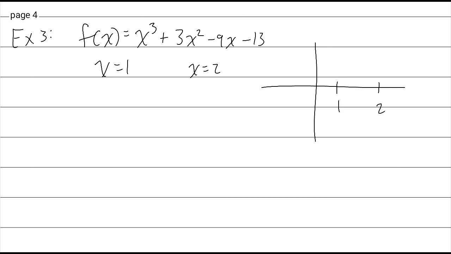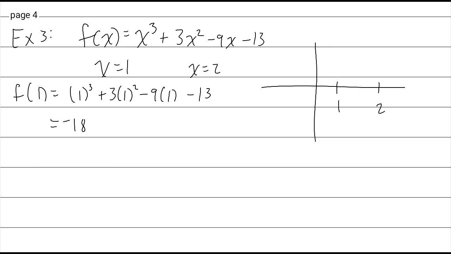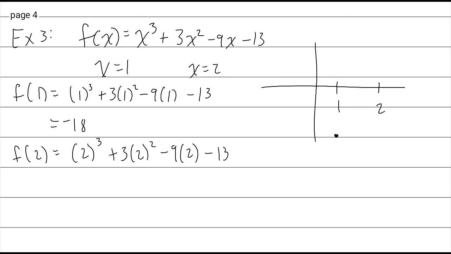So let's plug in f of 1 equals 1 cubed plus 3 times 1 squared minus 9 times 1 minus 13. And that gives me negative 18. Down here somewhere. F of 2: 2 cubed plus 3 times 2 squared minus 9 times 2 minus 13. That gives me negative 11. So not as far down as negative 18, but there we go.